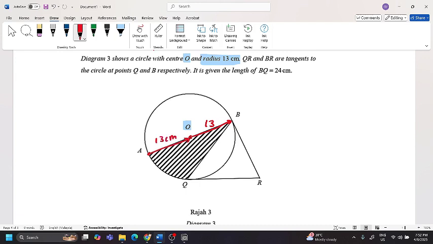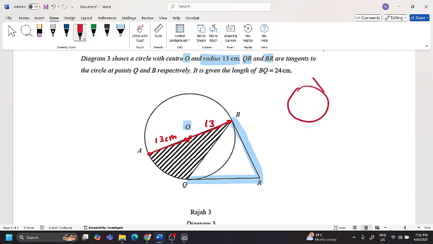If I ask you, from here to here, how much is it? Same. Here to here also radius, so also 13 cm. Now what do they say? QR and BR are tangent to the circle at point Q and B respectively. So QR and BR are the tangent lines that touch the circle at point Q and point B. So remember what we said?